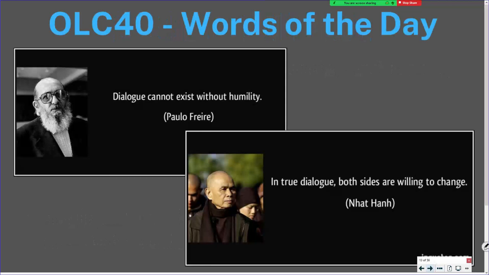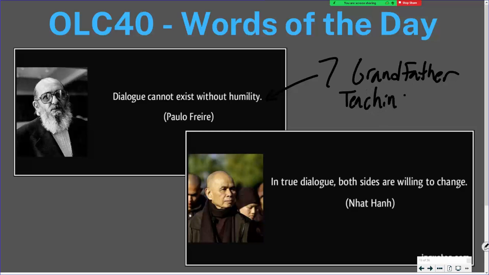So I've got a couple of quotes on the board here. We've got Paulo Freire, who said dialogue cannot exist without humility, right? Humility, going back, that is one of the seven grandfather teachings. And Nhat Hanh said, in true dialogue, both sides are willing to change. So two very related quotes, okay?